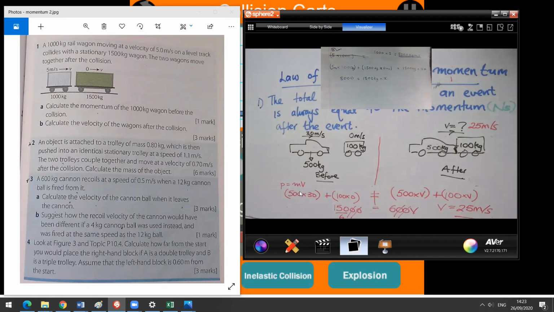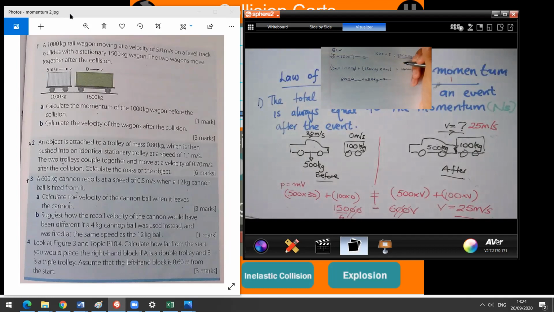Watch exactly what I did here. I found the momentum of each of these to get the total before, and I found the momentum of each of these again after they've collided. Because they move off together, it says: collides with the stationary wagon, the two wagons move together after the collision. So similar to this, where the car moves together with the trailer. Oh yeah, I remember that.